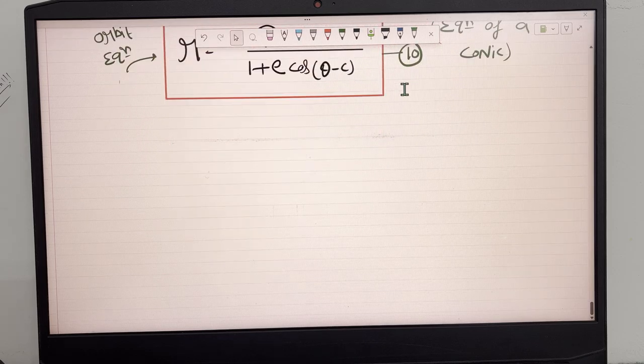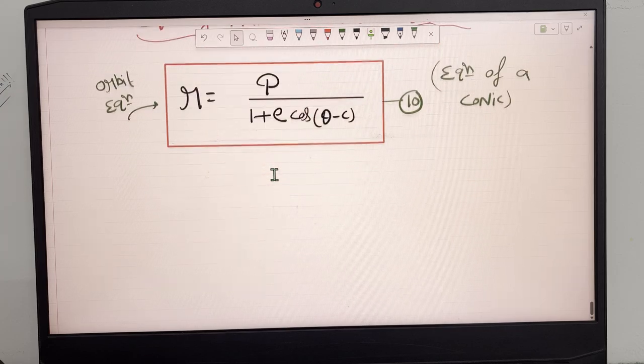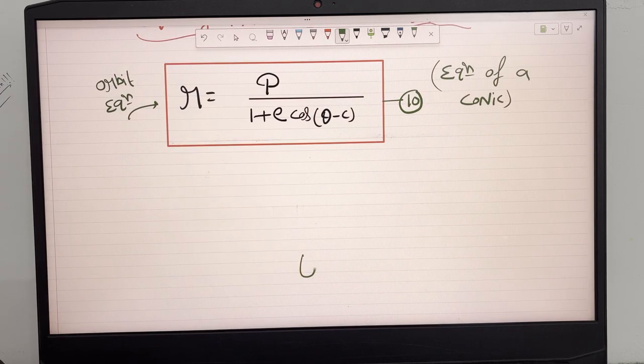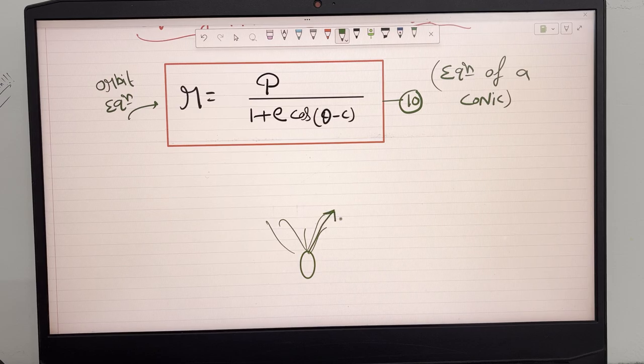See, what does this equation basically mean? Let's suppose your rocket is going into space like this. So what trajectory this rocket will follow is decided by this equation actually, and basically this is decided by this e. e is nothing but your eccentricity. Okay, I will discuss this e.